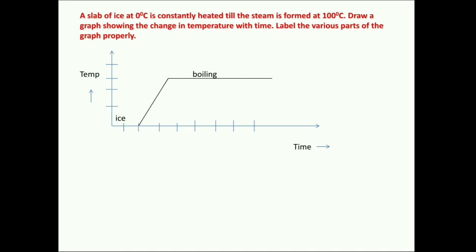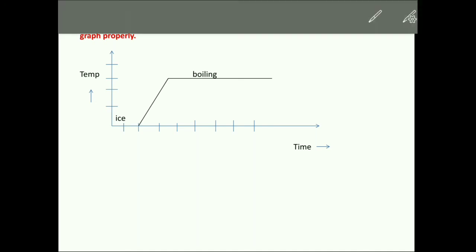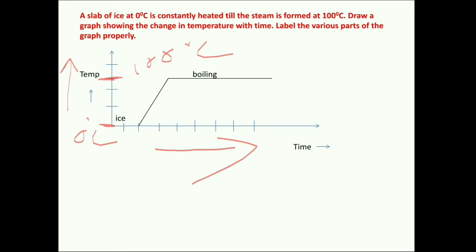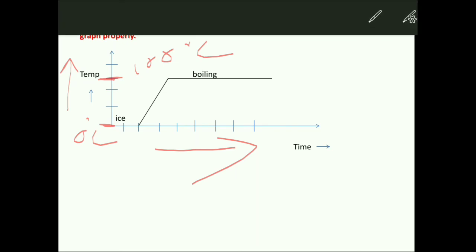So first of all, the slab of ice is at 0 degrees Celsius. So where is my 0 degrees Celsius? Here, at 0 degrees Celsius, and the water is boiling at 100 degrees Celsius. So this is my 100 degrees Celsius, this is my 0 degrees Celsius. Here we have plotted time, here we have plotted the increase in temperature. The question says a slab of ice at 0 degrees Celsius is constantly heated till steam is formed at 100 degrees Celsius. Now I am going to explain this curve.